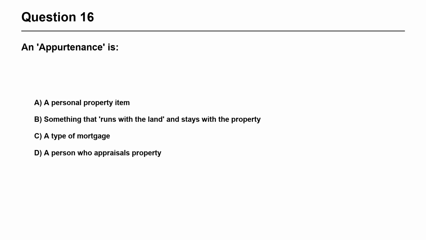Question 16. An appurtenance is A, a personal property item. B, something that runs with the land and stays with the property. C, a type of mortgage. Or D, a person who appraises property. The correct answer is B, something that runs with the land and stays with the property. Appurtenances benefit the land and transfer automatically with the deed.